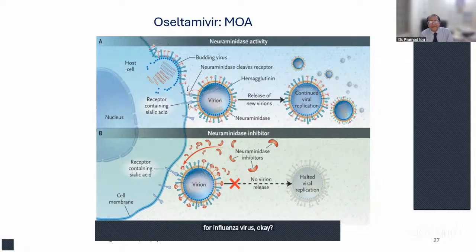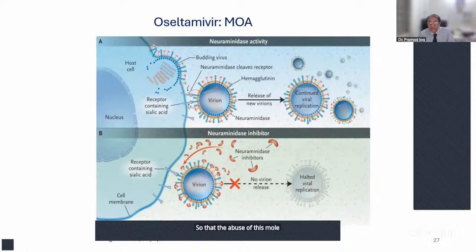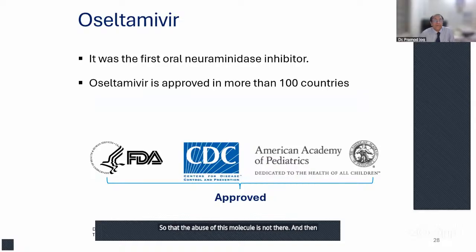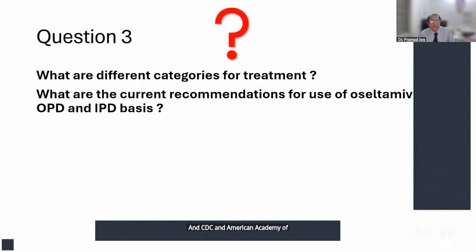Okay. And that's why if a child is under the age of 1 year, where you are in two minds whether it is RSV or influenza, and if you are at a place where you can afford doing the throat swab, it's prudent and wise to rule out other viral infections so that the abuse of this molecule is not there. And then this particular molecule was the first oral neuraminidase inhibitor, and it is approved in more than 100 countries. And CDC and American Academy of Pediatrics have approved this molecule.